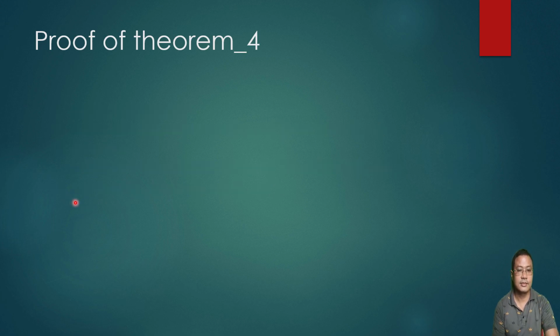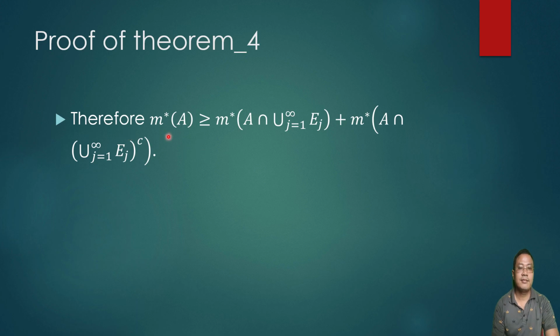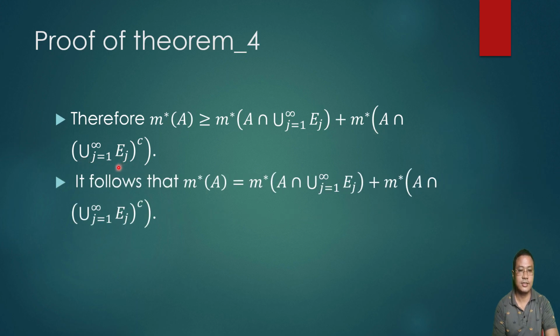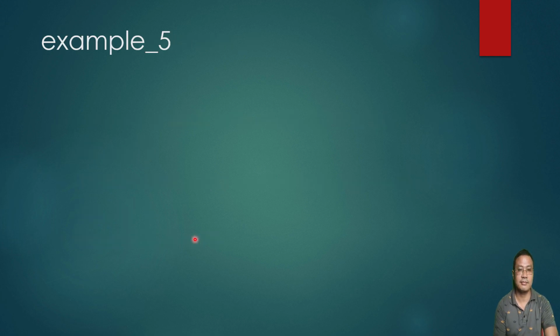So therefore m star A will be greater than or equal to m star A intersection this set plus m star A intersection complement of this set. All right, so it shows that m star A is exactly equal to m star A intersection this union plus m star A intersection complement of this one. So what does it say? So this set, the union, is measurable. Since it is measurable, it is a member of this collection M. So it completes the proof that M is a sigma algebra, right? M is a sigma algebra.